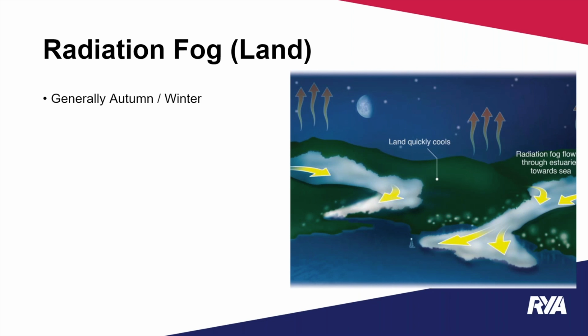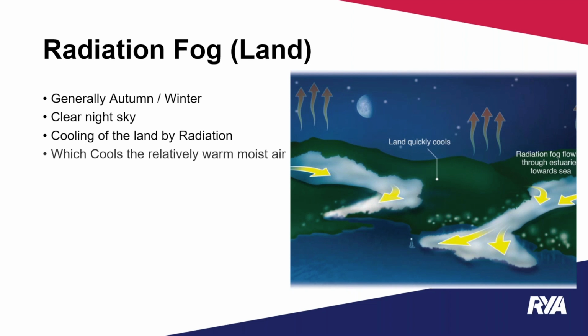Radiation fog, more likely towards the end of autumn and into the start of the winter. But what we're looking for here to make the ingredients all kind of work for us is a clear sky, so that the land that has a warm, moist air over it, the land cools really quickly and in relative terms becomes much colder, and therefore allows that warm, moist air to reach its dew point, creating the radiation fog.